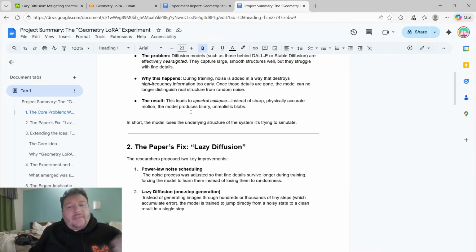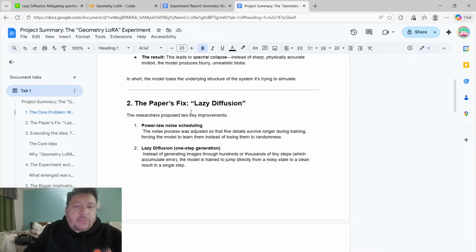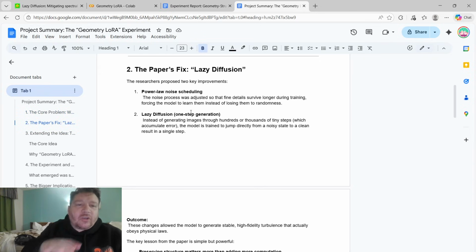The result is that this leads to spectral collapse. Instead of sharp, physically accurate motion, the model just produces blurry, unlifelike blobs where that should be, right? It doesn't know. In short, the model loses the underlying structure of the system that it's trying to simulate. The paper's fix is called Lazy Diffusion.